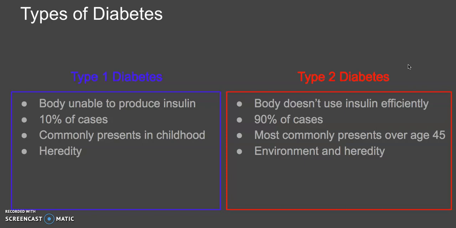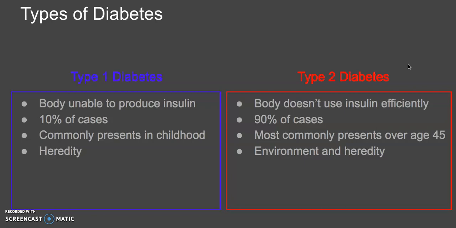We're going to go into these in more depth, but the basic difference is that in type 1 diabetes, your body's unable to produce insulin. It either produces it in small quantities or not at all. In type 2 diabetes, your body can still produce insulin, but it doesn't use it efficiently. So insulin isn't able to do its job well because it's not able to bring glucose into cells.